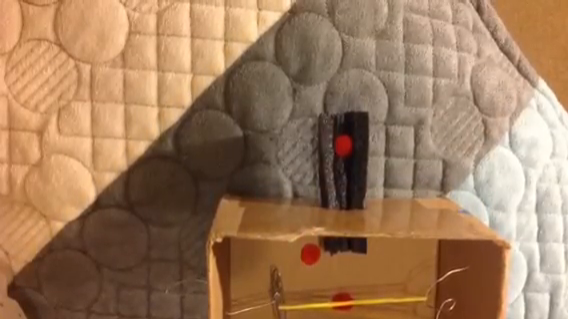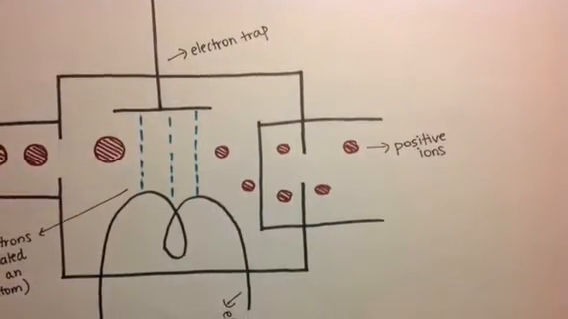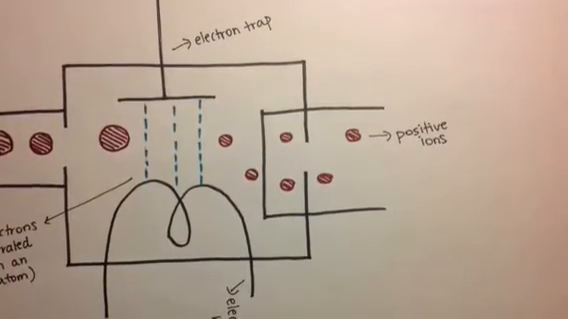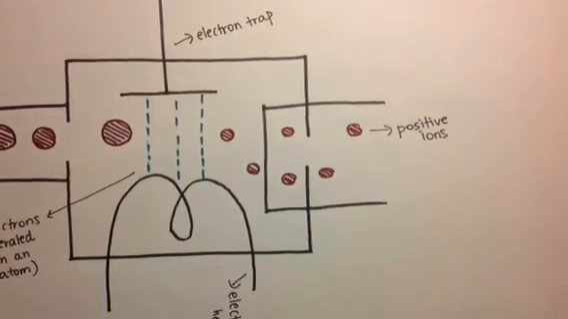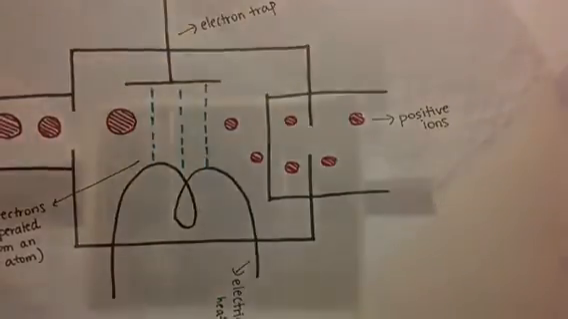Vaporization is the first step in a mass spectrometer. The atoms go into the mass spectrometer and get vaporized to produce gaseous atoms and molecules. After vaporization, the second step is ionization. In this step, the atoms go into the ionization chamber and the electrons and positive ions get separated.